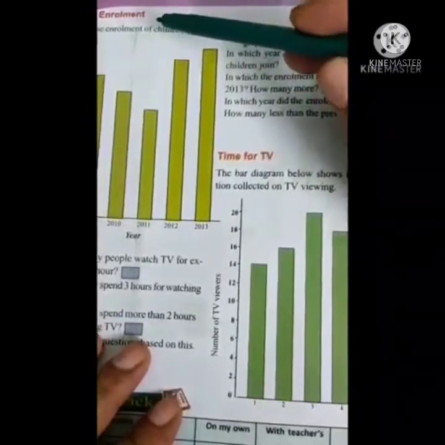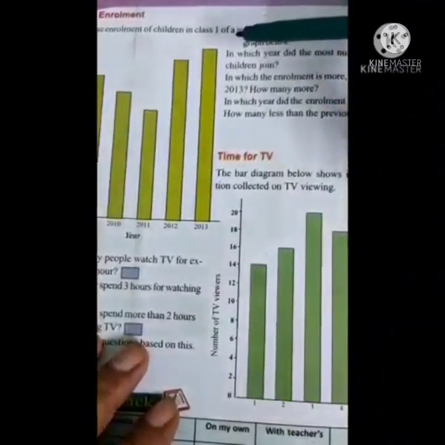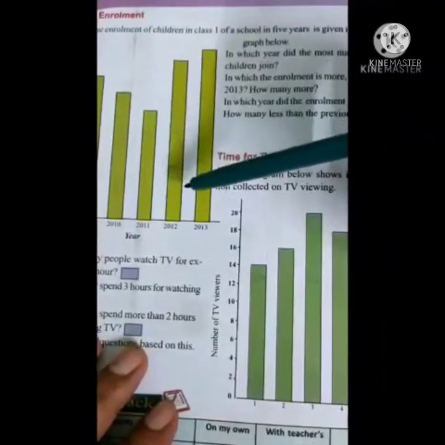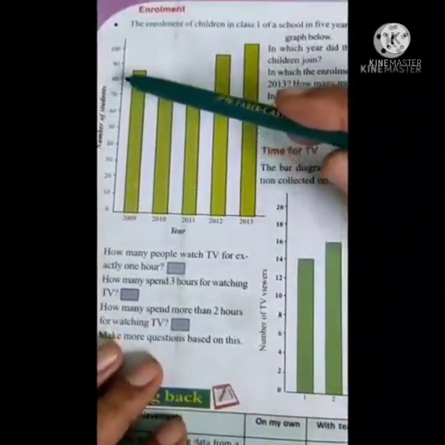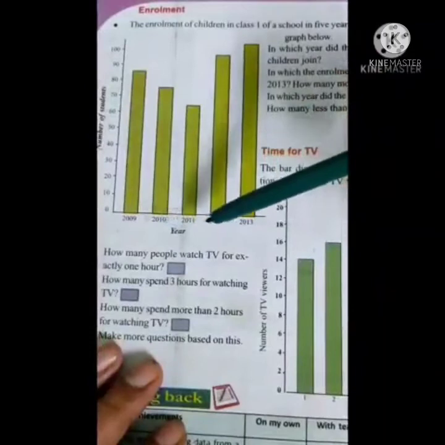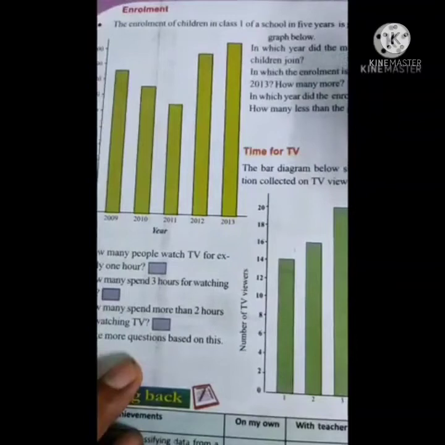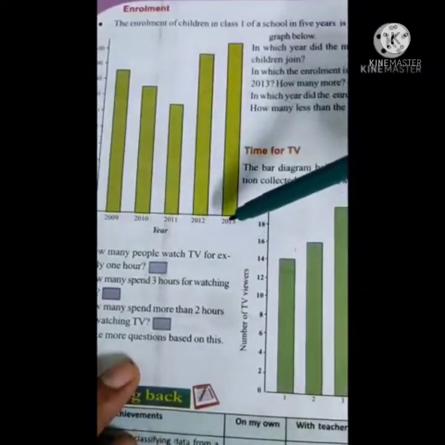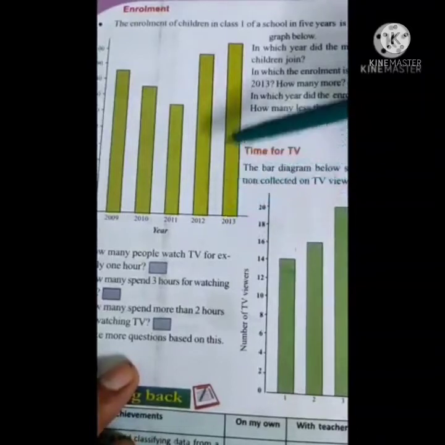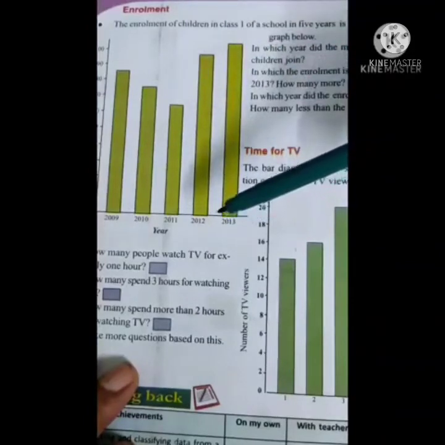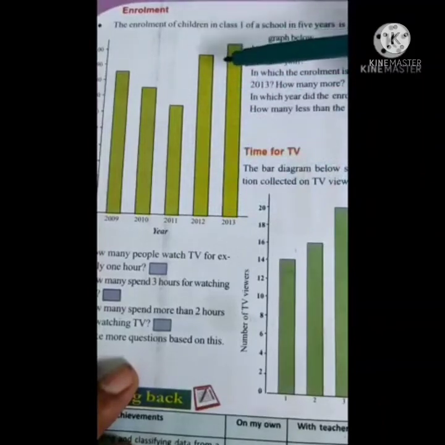Look at the next activity, enrollment. The enrollment of children in class first of a school in 5 years is given in the bar graph below. Here the vertical line shows the number of students and the horizontal line shows years. Then can you say in which year the most number of children joined? By looking at the graph, we can see that in 2013 the rectangle has the highest value. That is, the most students joined in 2013. That is 100 students joined in 2013.